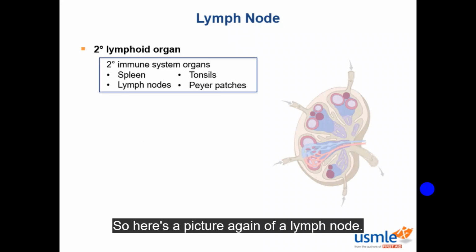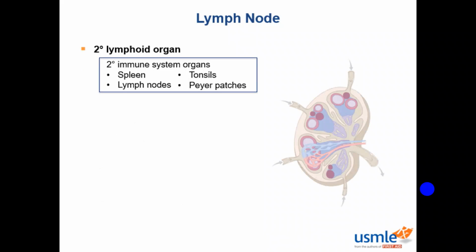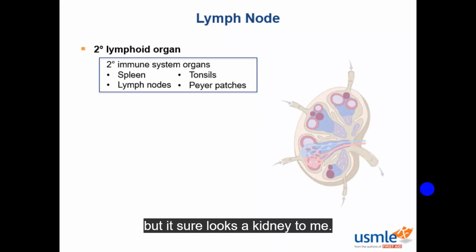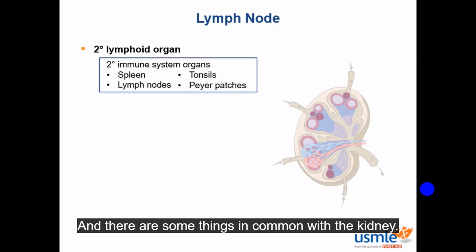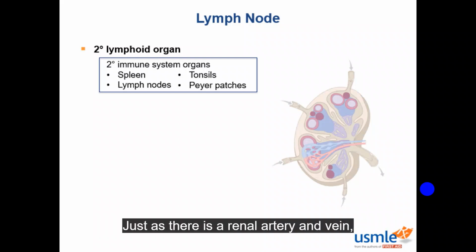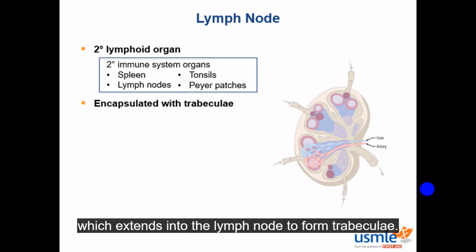So here's a picture again of a lymph node. If the title on this slide didn't say lymph node, would you consider any other organ? Well, I don't know about you, but it sure looks like a kidney to me. And there are some things in common with the kidney. Just as there is a renal artery and vein, the lymph node is also supplied by an artery and vein. Just as there is a renal capsule, the lymph node also has a capsule, which extends into the lymph node to form trabeculae.